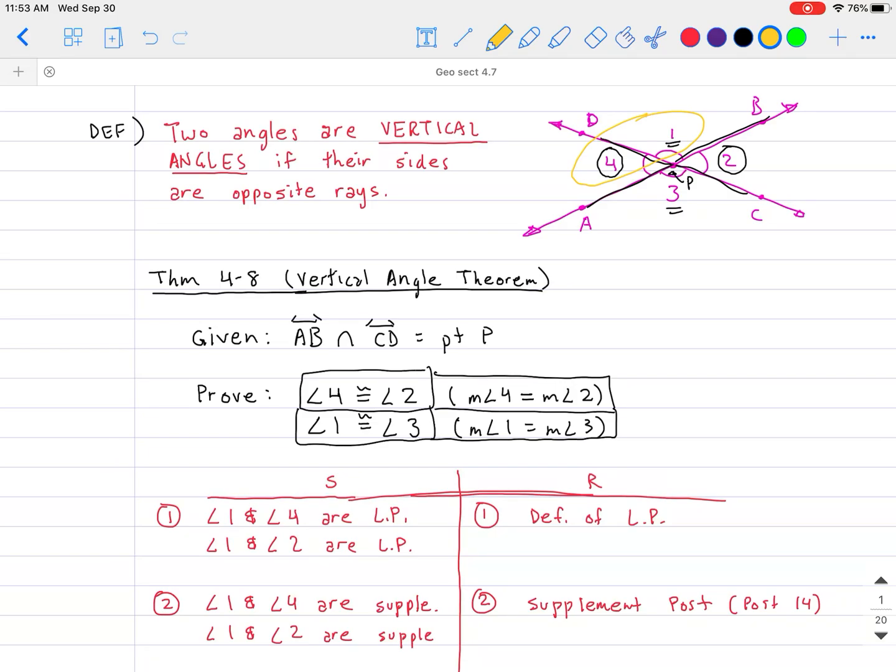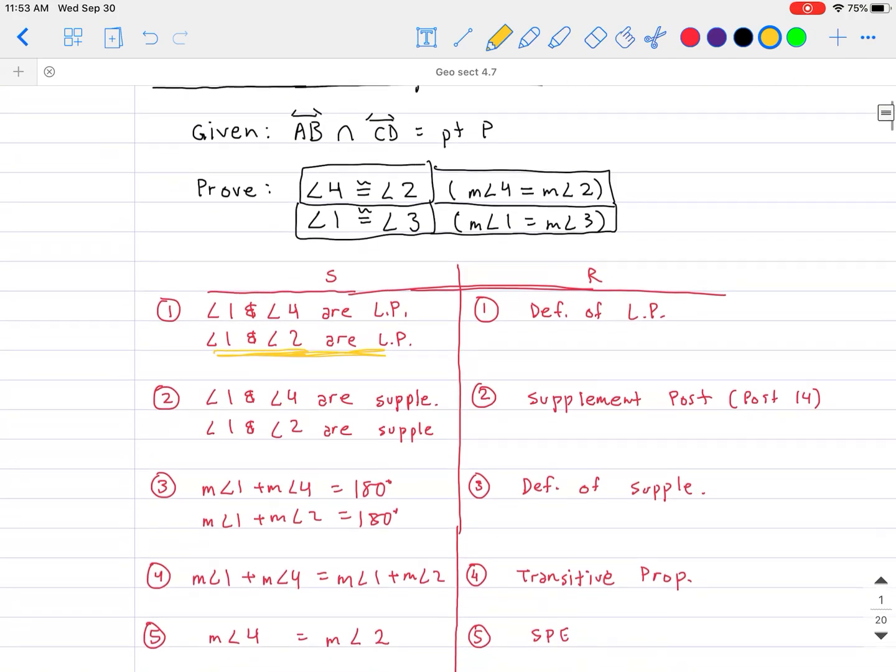Then I'm going to say angle 2 and angle 1 also form a linear pair. You can see it over here. Angle 2 and angle 1 form a linear pair. Angle 4 and angle 1 also form a linear pair. Now, why did I specifically choose those two? It's because they both have angle 1 in common. I technically could choose a different combination, but we're just going to stick with this one for right now.